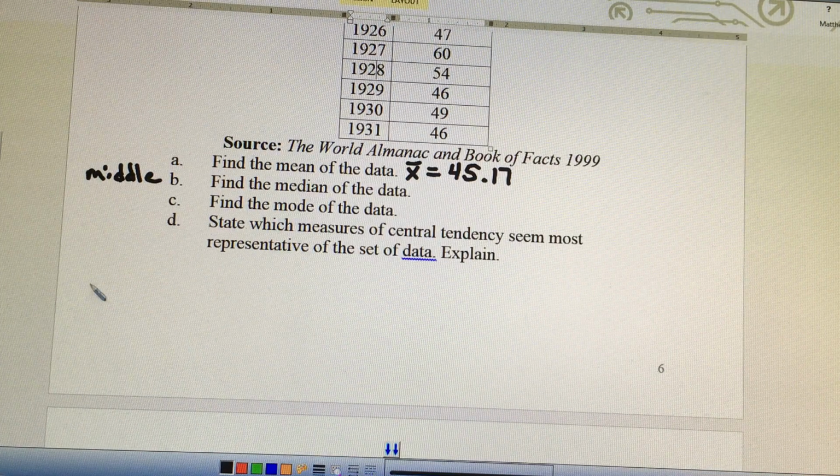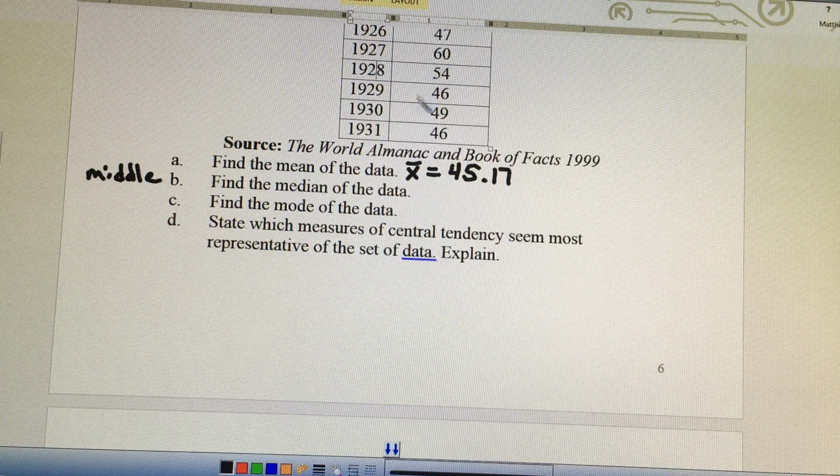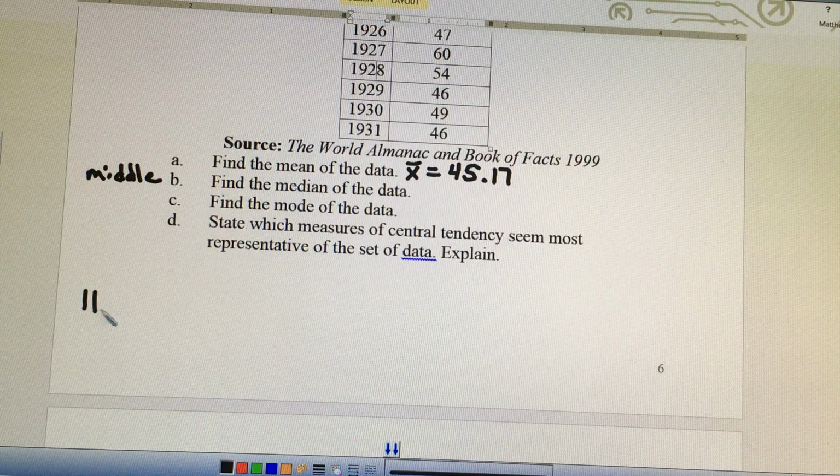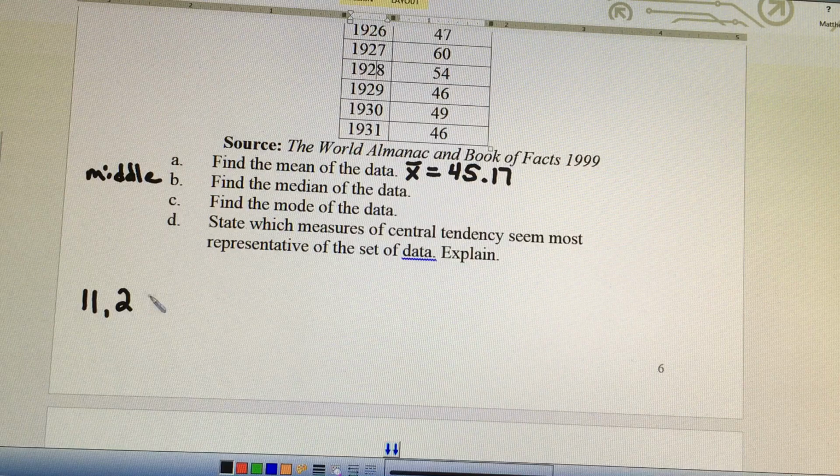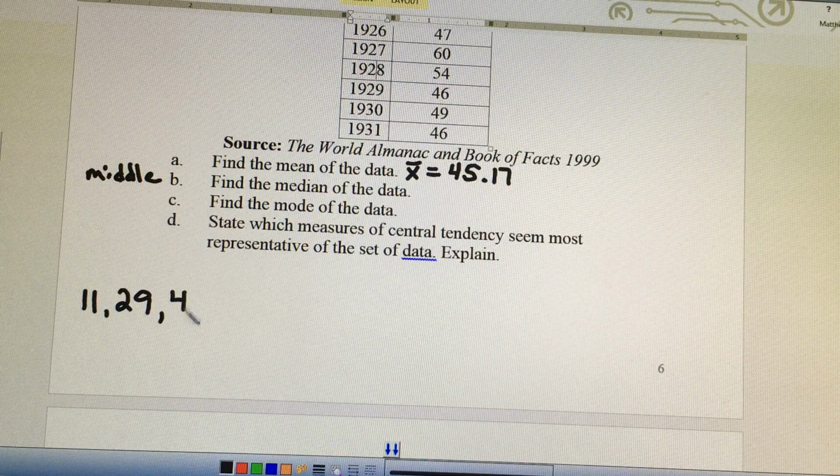So I'm going to use some of the space right down here. I know you can't see all of the numbers right now, but that's why you have a notes packet, and you're going to list off all of the numbers of home runs from least to greatest. You'll notice that one year he had 11. Then the next smallest number is 29. Then there was a year where he had 41.